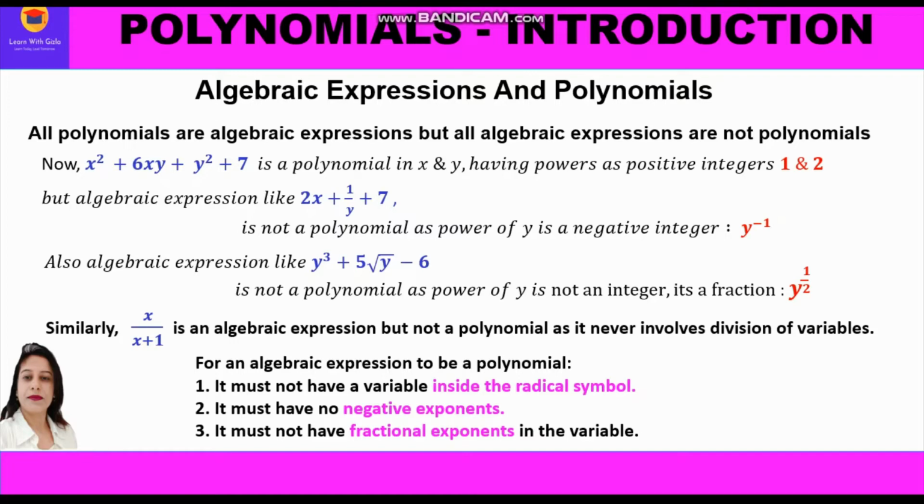It can be an algebraic expression, but it will not be a polynomial if it has a variable inside a radical symbol, if it has a negative exponent, or if it has a fractional exponent.